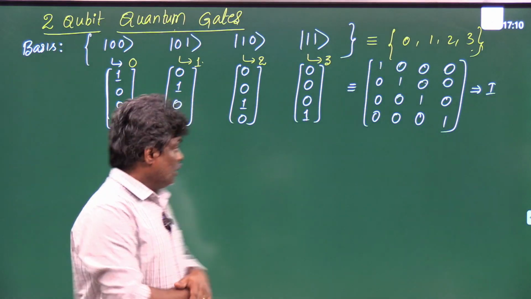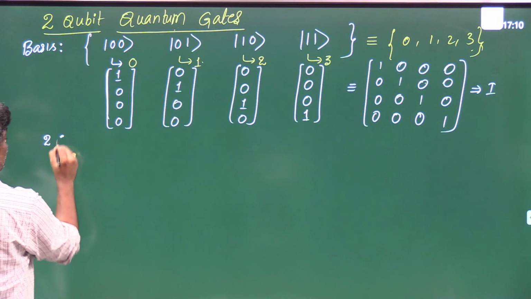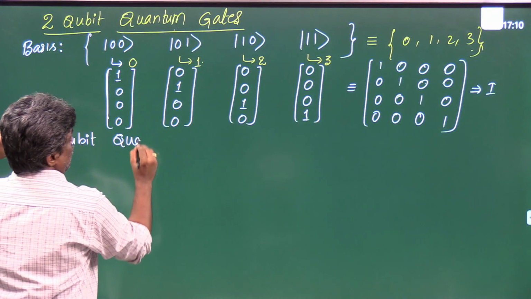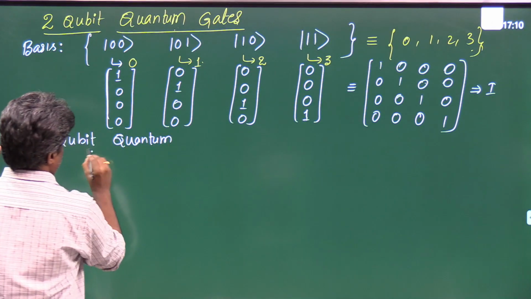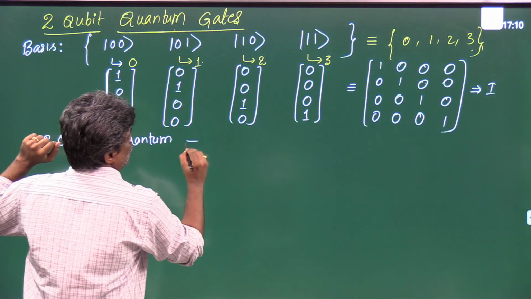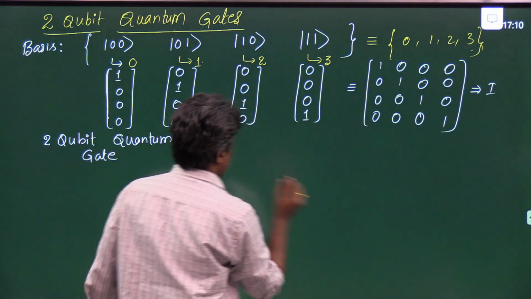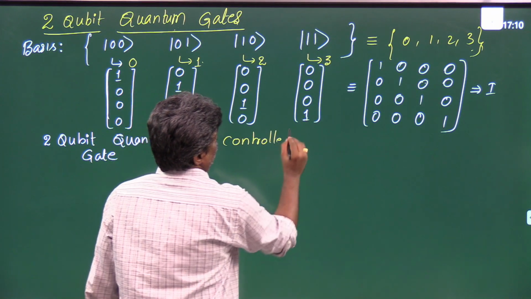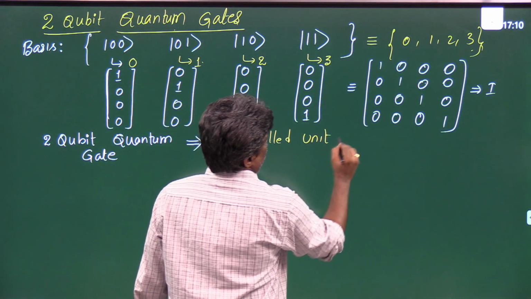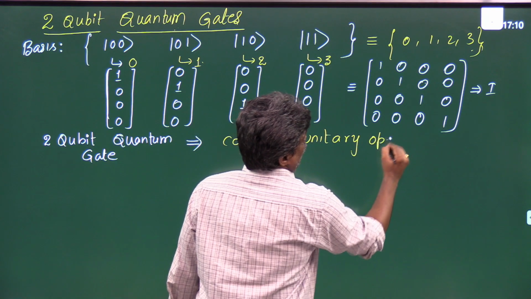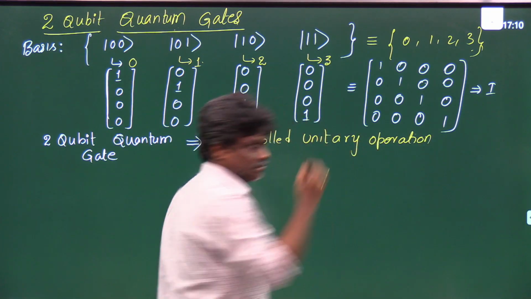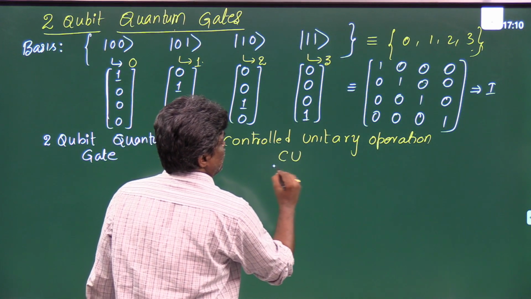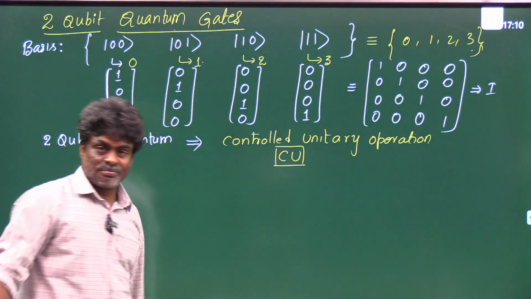Already we know that. Similarly, how to write a 2-qubit quantum gate? Listen carefully, please. This 2-qubit quantum gate is represented by a controlled unitary operation. So what is this controlled unitary operation? We call it CU: C for controlled, U for unitary.